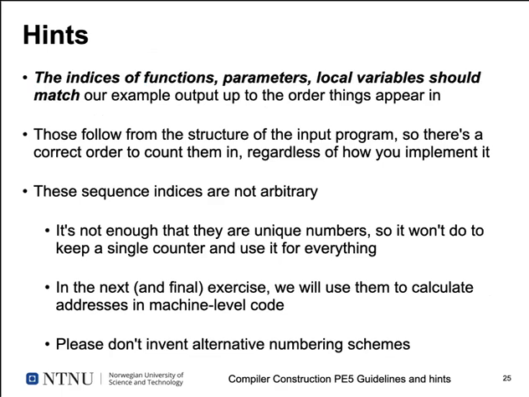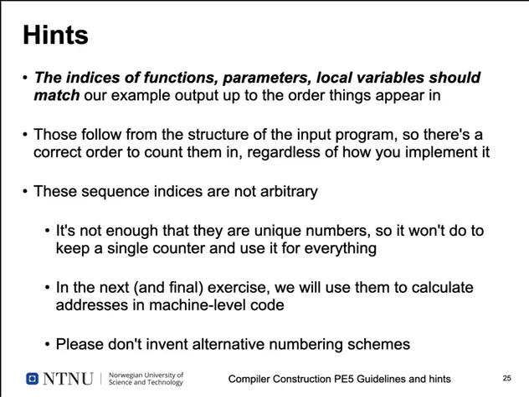So some hints for this. The indexes of functions, parameters, and local variables should match our example output up to the order the things actually appear in. That makes sense because they represent the structure of your input program. So you try to really put them inside of your tables in order. There's a correct order to count them regardless of how you implement them, because you're just following your tree, and this tree is defined by the structure of your input programs. So these sequence indexes are not arbitrary. It's not enough that they're unique.